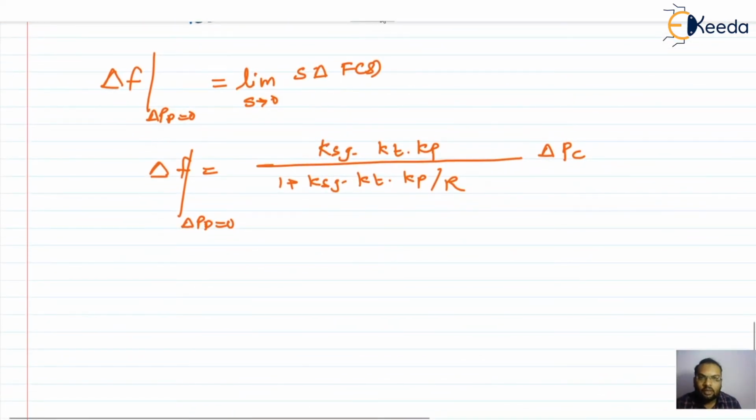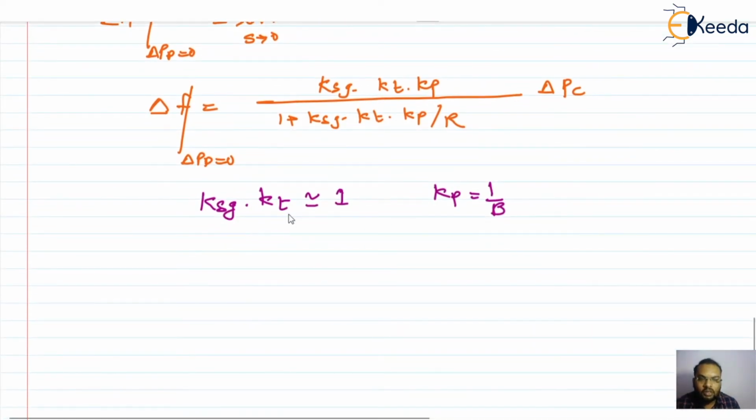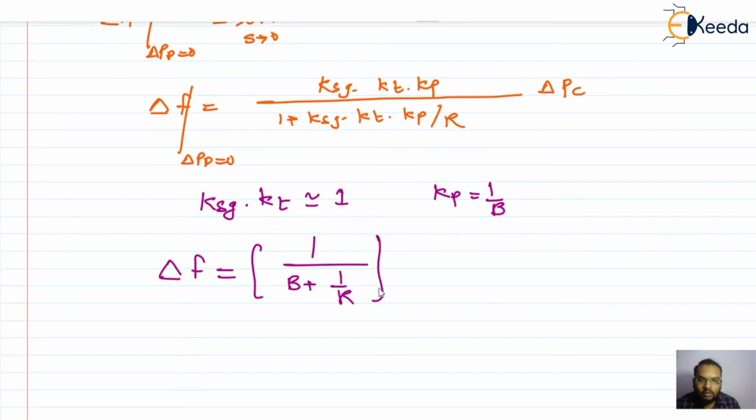Again, we do the same thing. Let us adjust Ksg such that Ksg into Kt is approximately equal to 1, and again we have Kp equal to 1 upon B. If you put these things here, you will get the change in frequency. This time we don't have a minus sign, we have the plus sign only, so it will be 1 upon B plus 1 upon R into that speed changer setting. Del Ps is nothing but the speed changer setting.